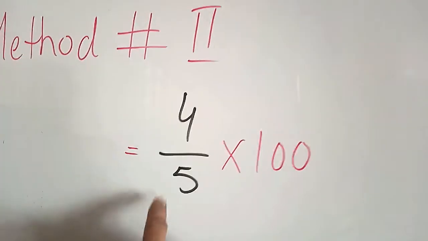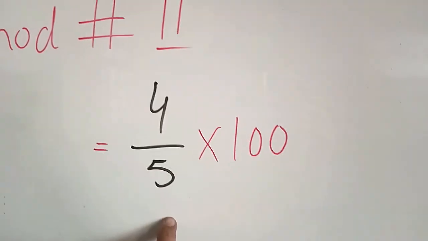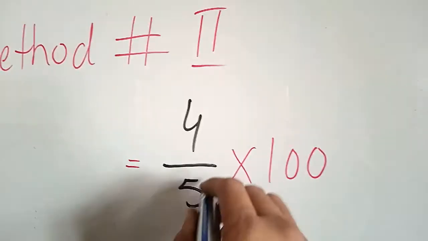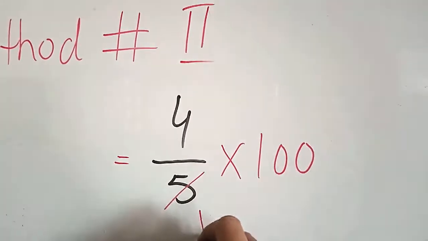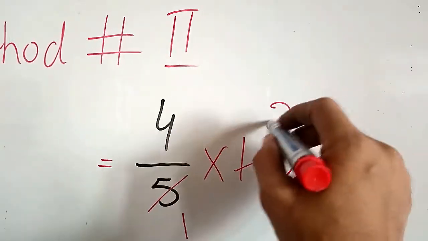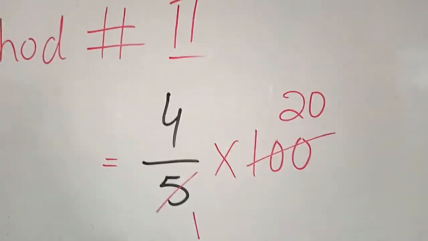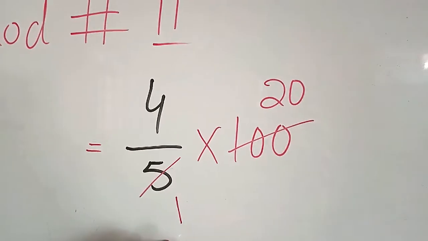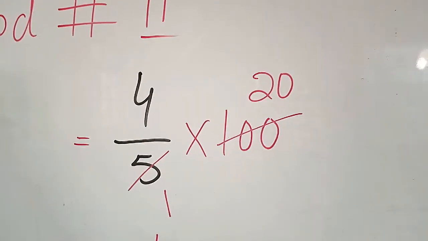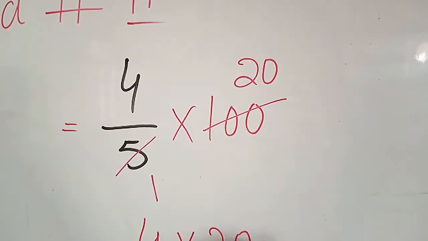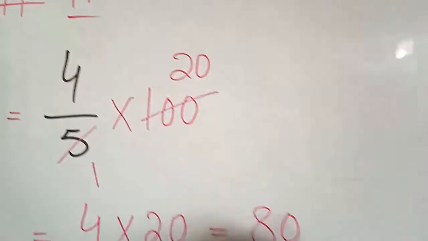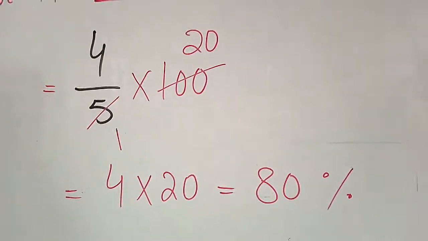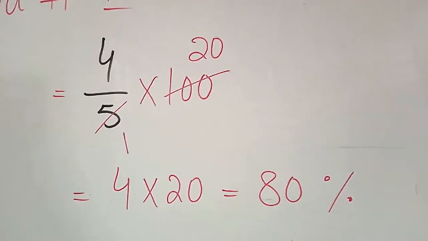And now we will tell you how to use method number 2. First of all, we will do cancellation of 5 and 100. 5 20s are 100. Then the 20 and 4 are left behind. You will multiply 4 with 20 to make the same number. The answer will be the same. Okay, the answer is the same, but the methods are different.